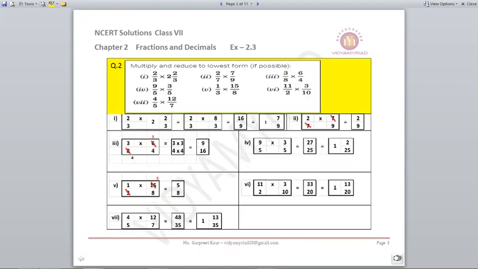Question number 2, multiply and reduce to the lowest term if possible. Let's begin with the first part. It is 2 by 3 multiplied by 2, 2 by 3. It's a mixed fraction. So mixed fraction converted into improper, it will become 2 into 3, 6, 6 plus 2 is 8. So 2 upon 3 multiplied by 8 upon 3, 2 into 8 is 16 and 3 3s are 9. This is improper fraction, and so you have to convert it again into mixed fraction. Divided, you will get the answer as 1 7 by 9.